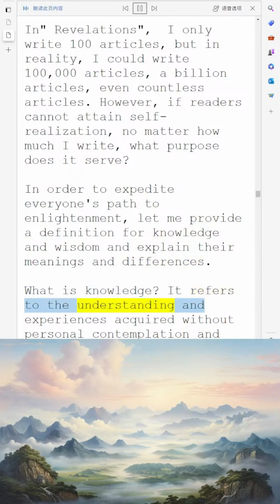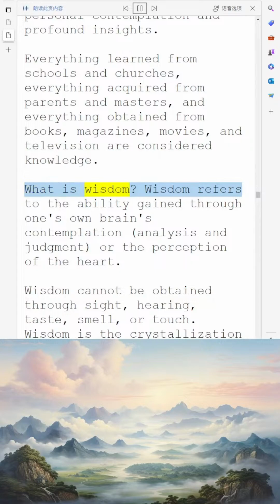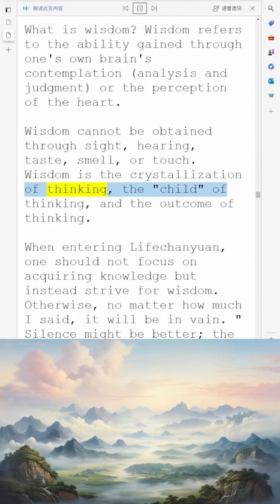What is knowledge? It refers to the understanding and experiences acquired without personal contemplation and profound insights. Everything learned from schools and churches, everything acquired from parents and masters, and everything obtained from books, magazines, movies, and television are considered knowledge. What is wisdom? Wisdom refers to the ability gained through one's own brain's contemplation, analysis and judgment, or the perception of the heart. Wisdom cannot be obtained through sight, hearing, taste, smell, or touch. Wisdom is the crystallization of thinking, the child of thinking, and the outcome of thinking.